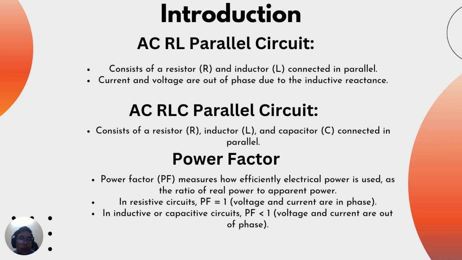Another thing is the power factor. Power factor measures how efficiently electrical power is used, as a ratio of real power to apparent power. In a resistive circuit, the power factor is equal to 1, which means voltage and current are in phase. In an inductive or capacitive circuit, the power factor is below 1, and voltage and current are out of phase.